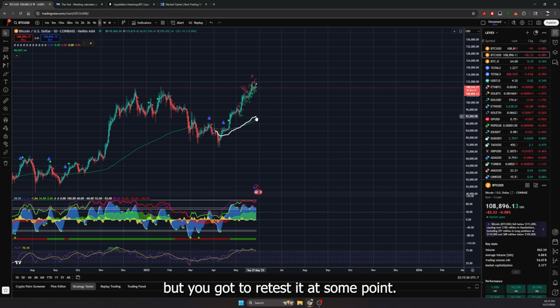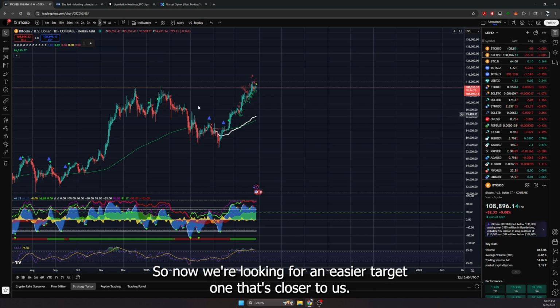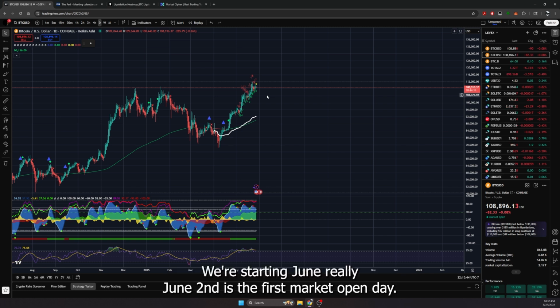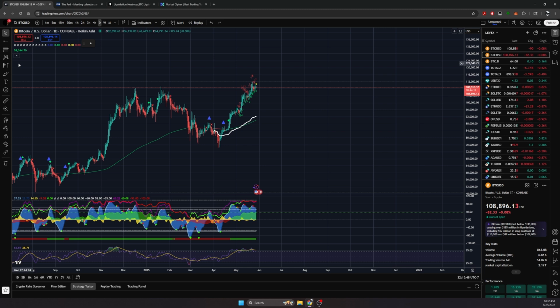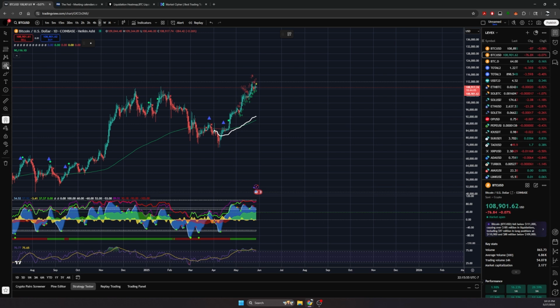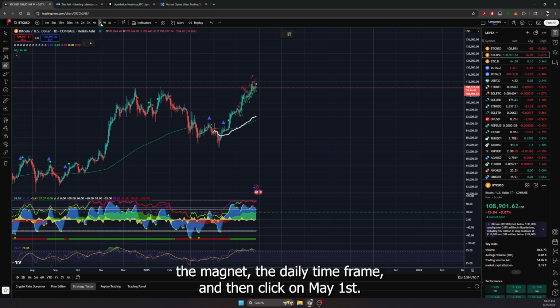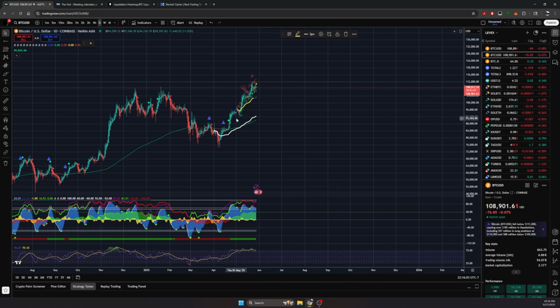But you got to retest it at some point. You got to retest your quarterly. That's the same thing. So now we're looking for an easier target, one that's closer to us. We're starting June, really June 2nd is the first market open day. So let's set up the May anchored VWAP by, remember, just to run over this again, we have the anchored VWAP tool, the magnet, the daily time frame, and then click on May 1st.